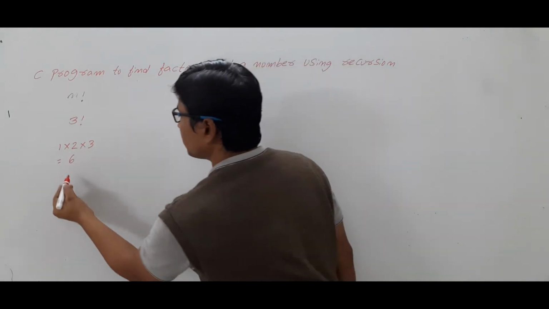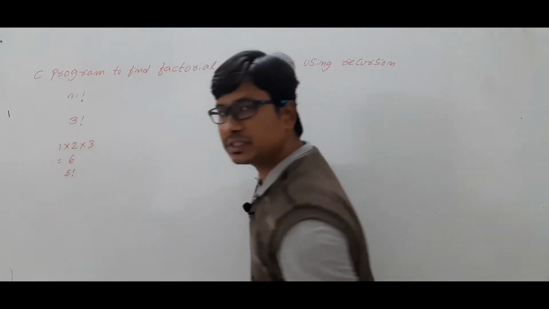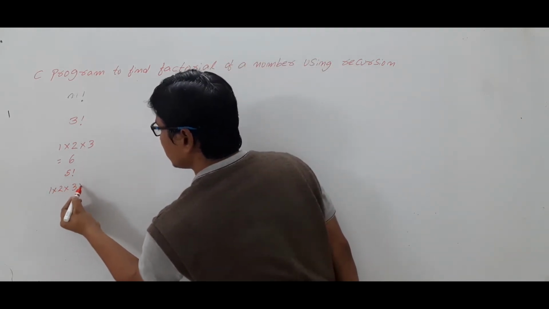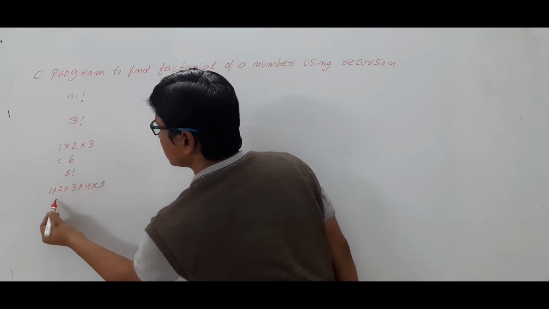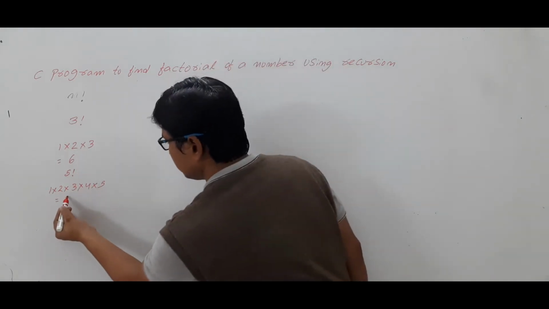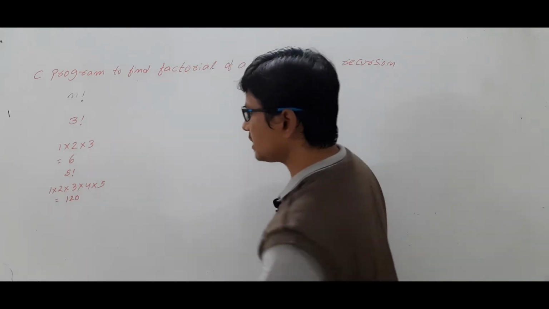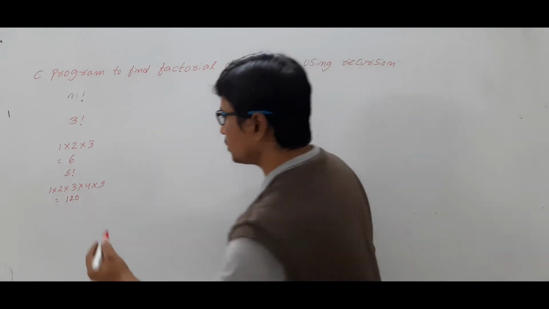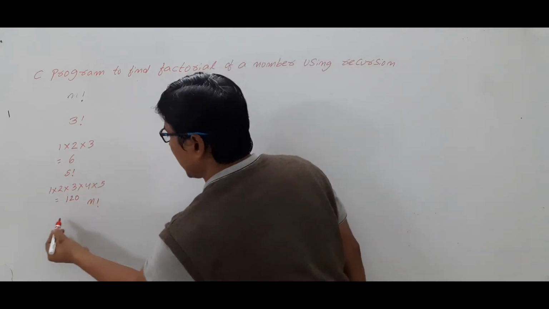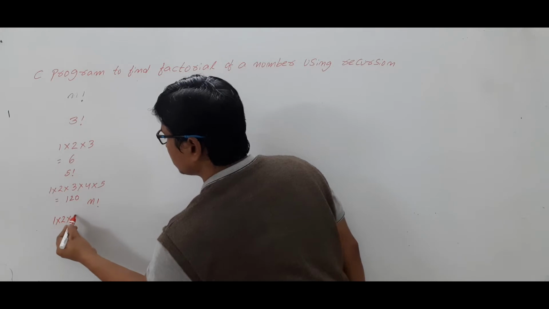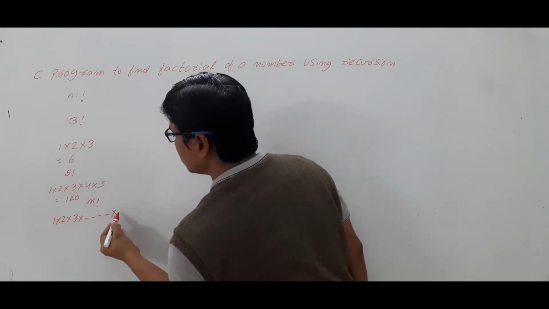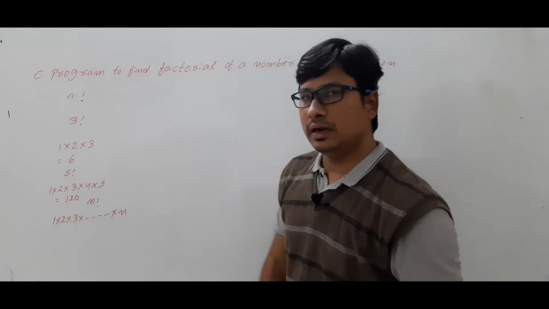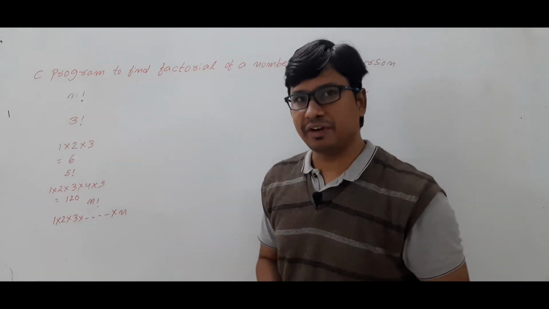Similarly, if you want to compute 5 factorial, it will be represented like this. How you will compute it is 1 into 2 into 3 into 4 into 5, which is equal to 120, because 6 into 4 is 24, 24 into 5 is 120. So n factorial will be computed as 1 into 2 into 3 and so on up to n. So this is the way we will compute the factorial of a number. I hope you have understood how to compute the factorial of a number.